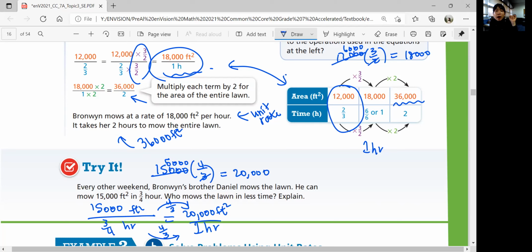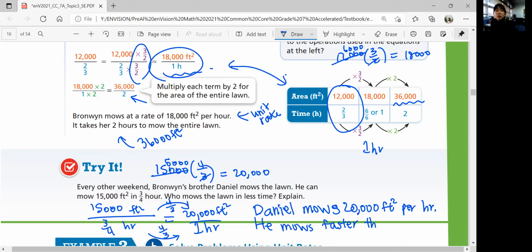20,000 square feet per hour. That is Daniel's unit rate. So you can say Daniel mows 20,000 square feet per hour. And is this faster? He mows faster because he covers more area. 20,000 is bigger than 18,000. Faster than Bronwyn. Okay, Daniel mows more area in less time.